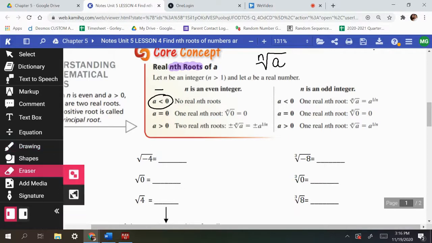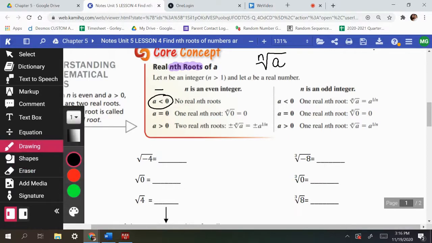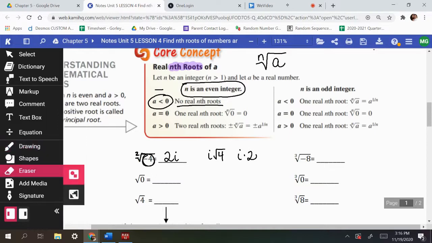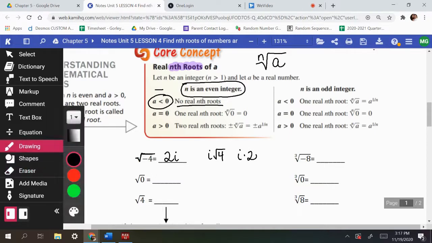Do you see how I'm taking the square root of -4? As soon as I see the negative, I know there's going to be an i that comes out. And then what's the square root of 4? 2. So 2i would be my answer. See how there's no real nth roots? Okay, that makes sense. So when n is even, like in this case, my root was a square root, right? And I have a negative radicand, then I'm going to get no real solution.